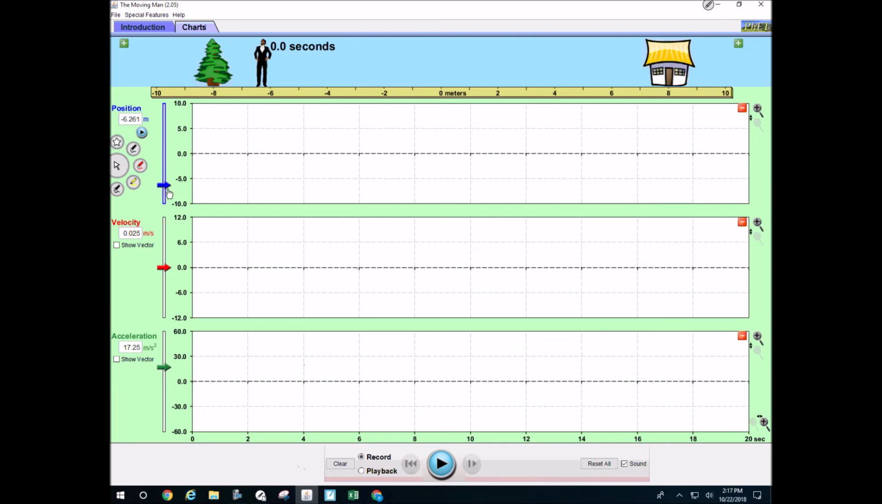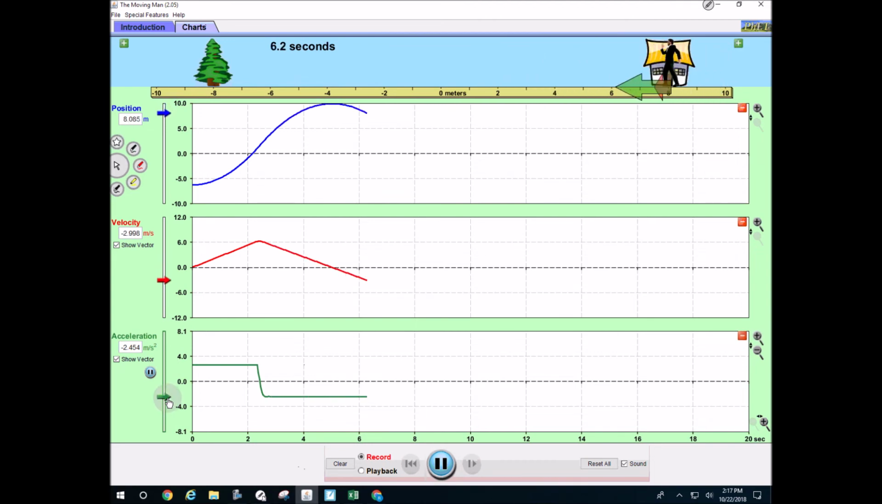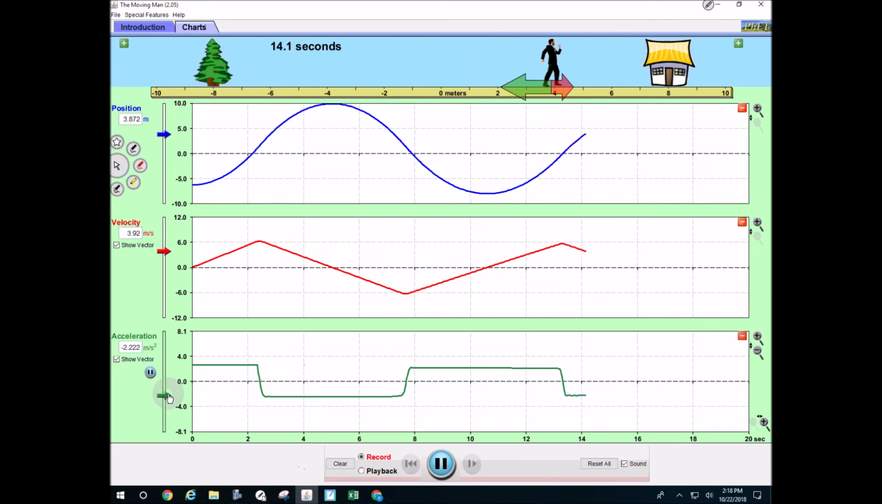Okay, here we go. Show the vector. That's going to be big. We need to zoom in. Okay, here we go. I'm going to change acceleration. It's going to change the graph everywhere. Positive, negative. Slowing down, speeding up to the left, slowing down. Speeding up to the right, slowing down. Stopped, speeding up to the left.